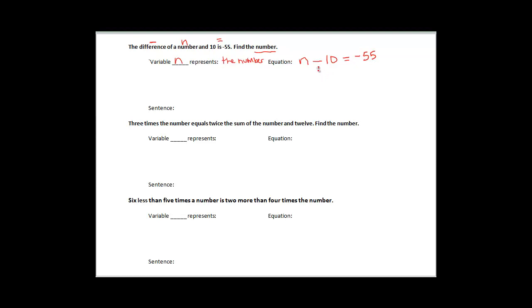We're subtracting 10 from this n, so to get it to the other side, we have to do the opposite, or add 10 to both sides. So n is going to be equal to negative 45.